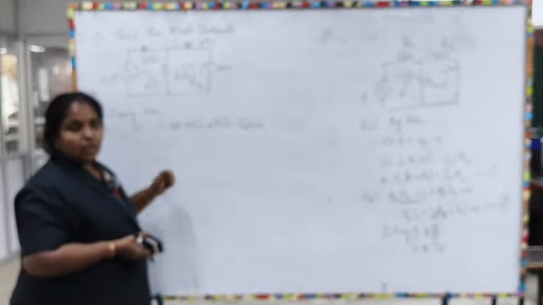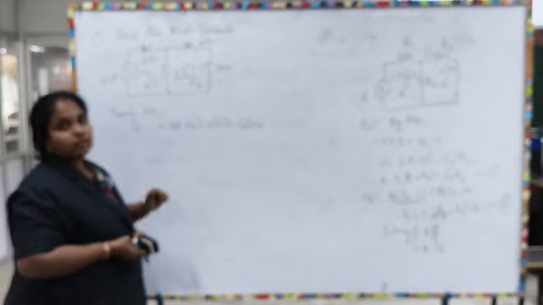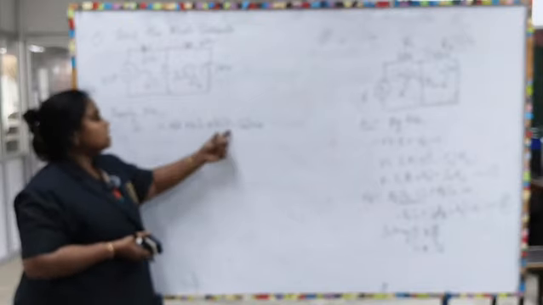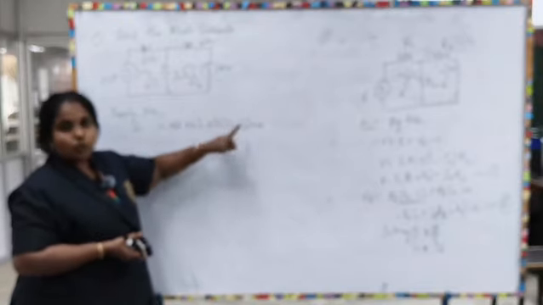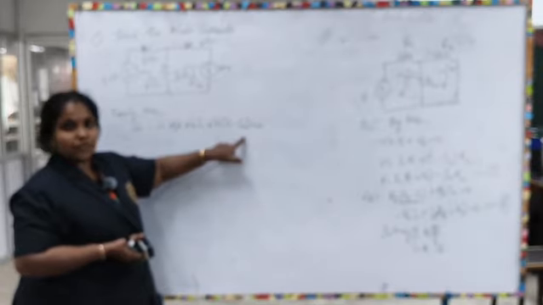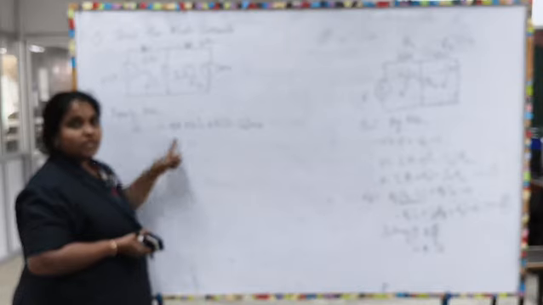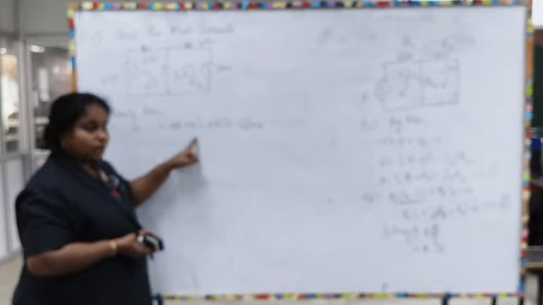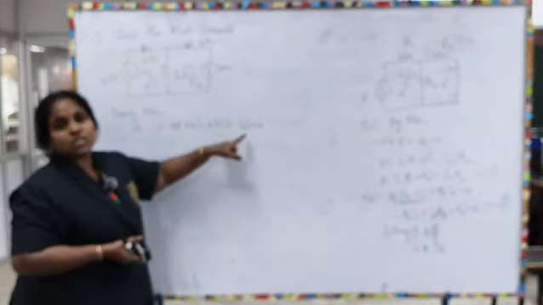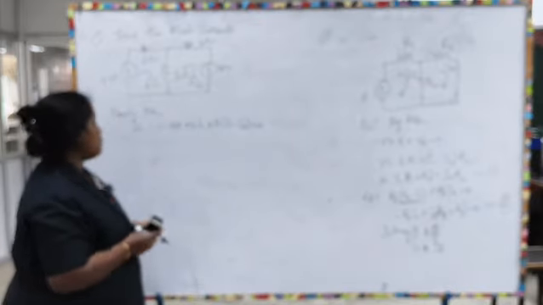Since we are writing the loop 1 KVL equation, this current I1 is considered to be positive, whereas I2 is negative, right. So, once again I repeat, the equation will be minus 42 plus 6 into I1 plus 3 into I1 minus I2 is equal to 0, right.